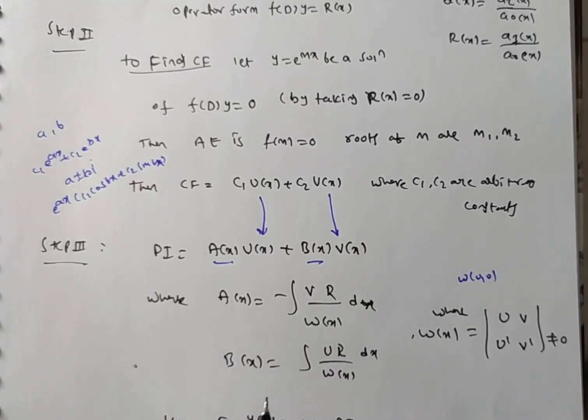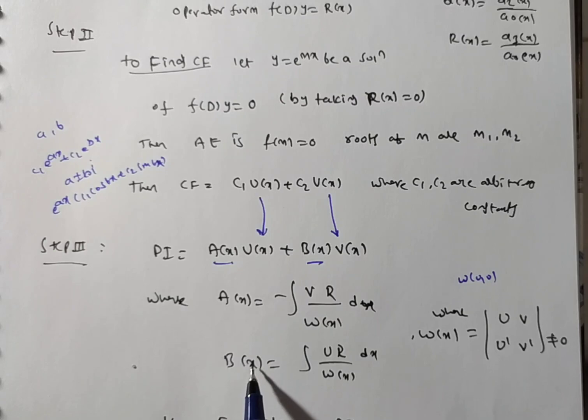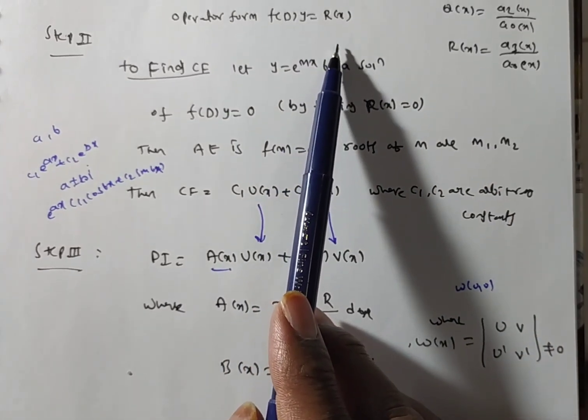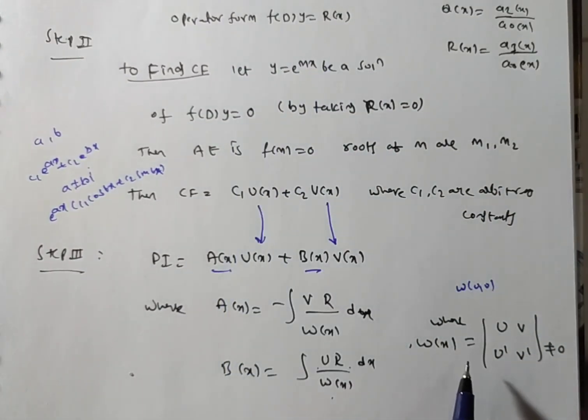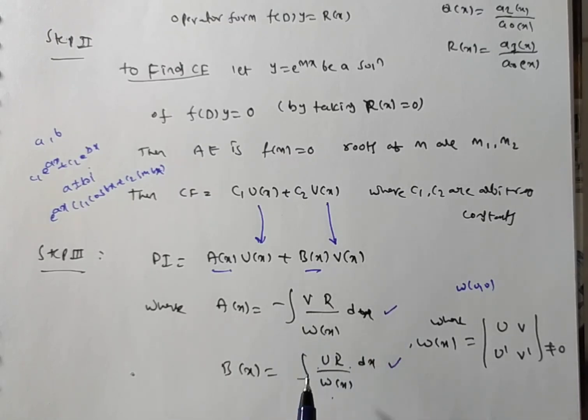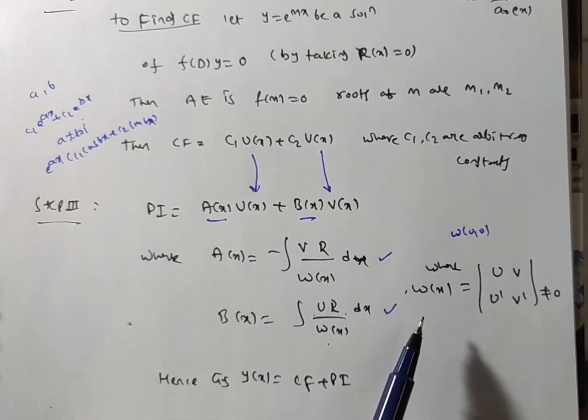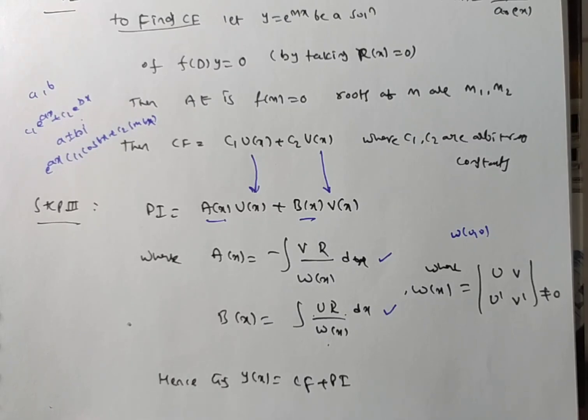Next, B of x also we need to find. So B of x is equal to the integral of u of x into r of x by W of x. u of x is nothing but the c1 coefficient, r of x is the right side of f of D into y is equal to r of x, and W of x is the Wronskian. So now you have the A of x value and the B of x value. These two values we need to substitute in the particular integral. Hence the general solution is complementary function plus particular integral. So this is the procedure of the method of variation of parameters. Friends, we have another method also, but this is a very easy method. That is why I am going to solve all the problems by this method only.